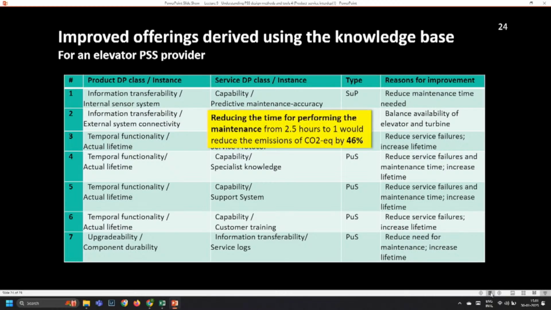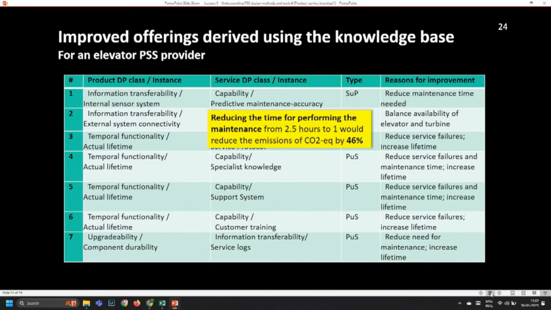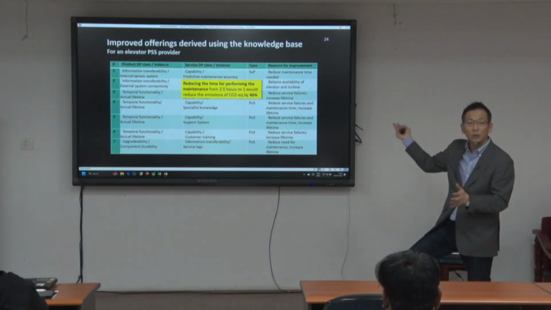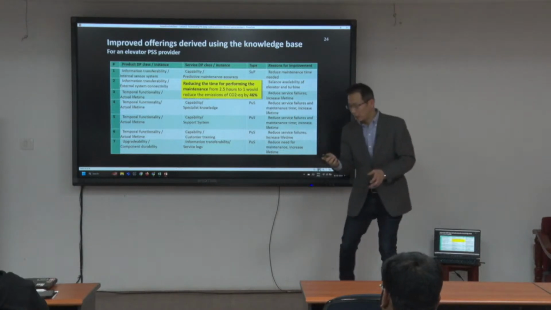And one of them was reducing the time for performing the maintenance, I think, through improving the service protocol, and also using the predictive maintenance. Then experts said that currently the maintenance typically takes 2.5 hours, but that can be reduced down to 1, and thereby the maintenance time can be significantly reduced, and hence the CO2 emission of the system can be reduced accordingly. And then, by the way, very much significantly in this case.